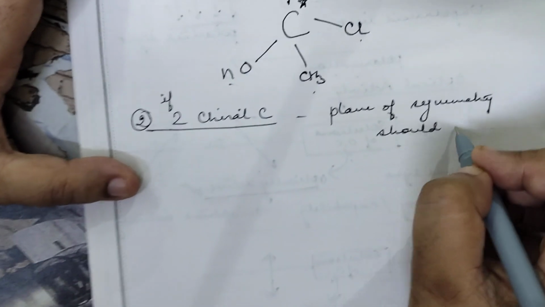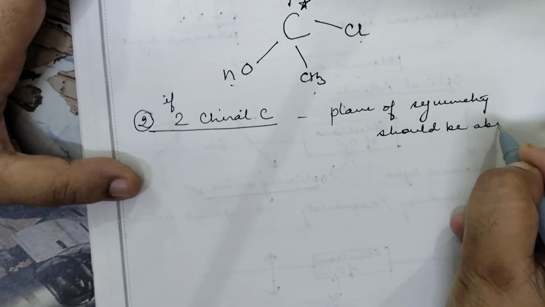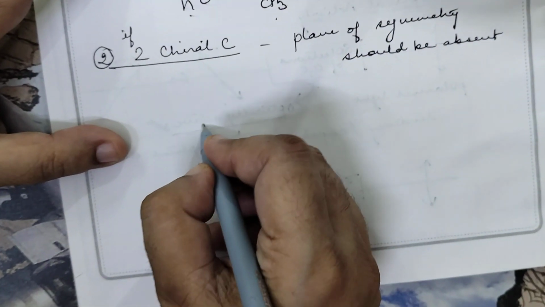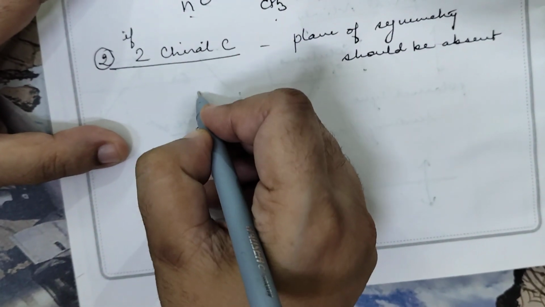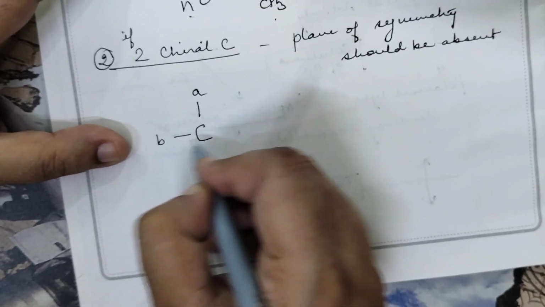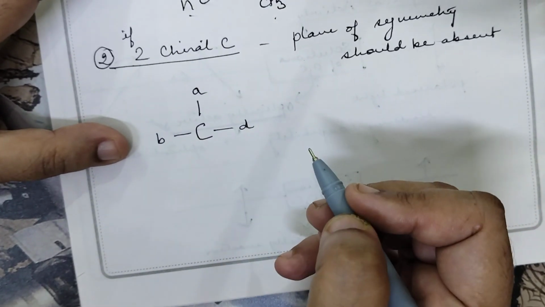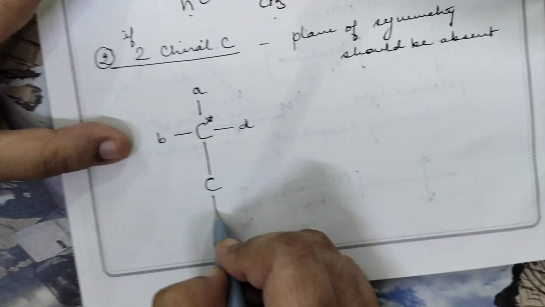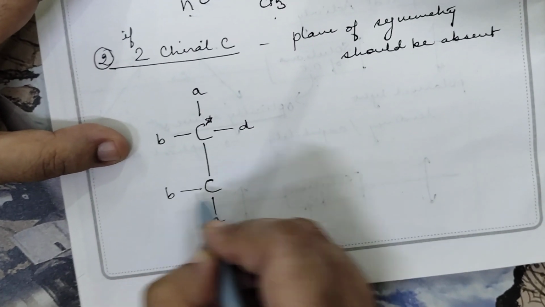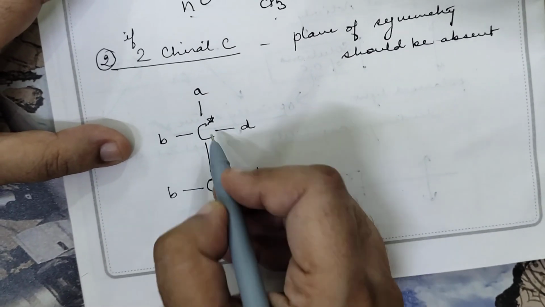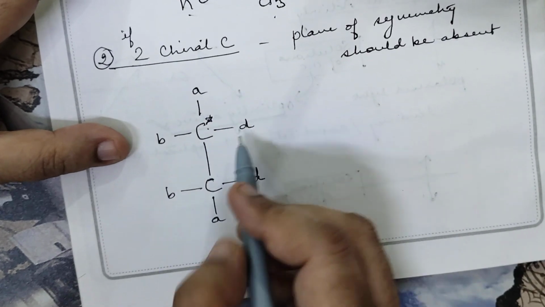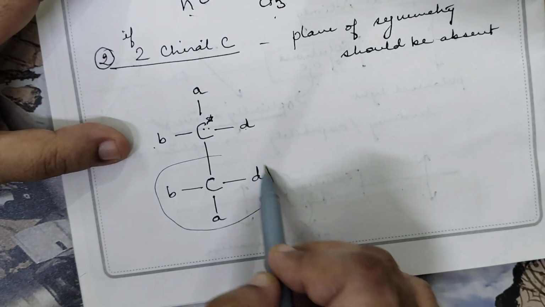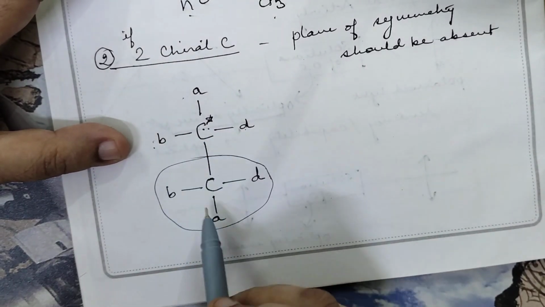Plane of symmetry should be absent. I will explain this point with the help of this example. For example, this is a chiral carbon which is connected to A, B and D, 3 groups, and here it is connected to A, B and D. See, this carbon is chiral. Why? Because it is connected to A, B, D and this whole group. So 4 different groups are attached.